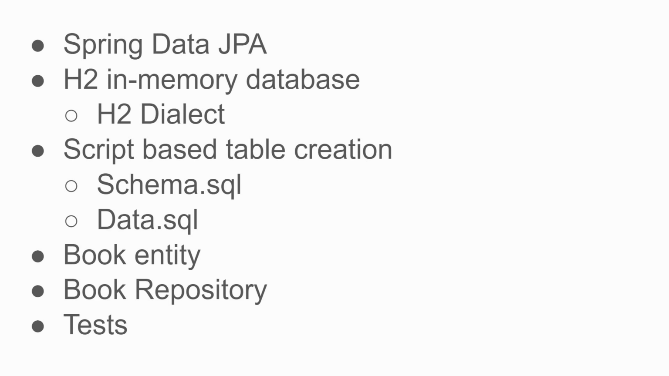As a JPA provider, we will use Hibernate, which is the default in Spring Data. The data will be stored in an H2 in-memory database, and we will use the H2 dialect for this. Instead of using Hibernate's automatic schema creation, we will use script-based table creation where we store the schema in the schema.sql file, and we will also store some sample data in the data.sql file. Then we will implement the book entity and the book repository, and at the end we will test that everything works by writing some tests.